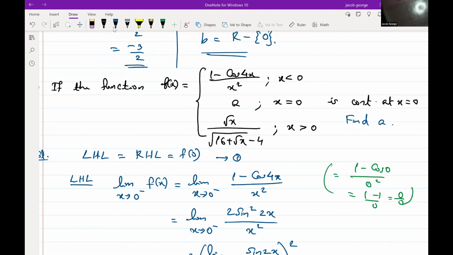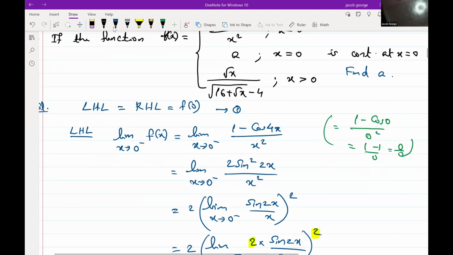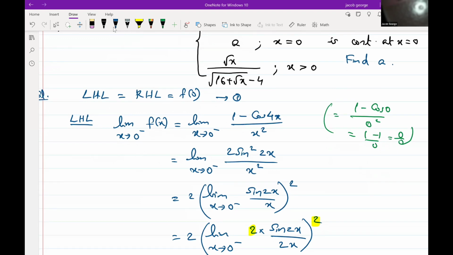LHL, when we substitute directly, it is 0 by 0. So we apply a substitution. In trigonometry, in integrals and all, we have done this one: 1 minus cos 2a is 2 sine square a. That substitution is done here. 1 minus cos 4x is 2 sine square 2x.